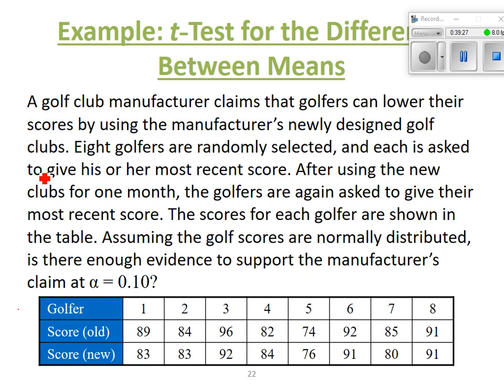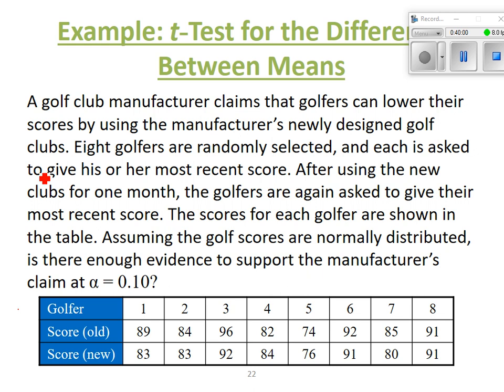A golf club manufacturer claims that golfers can lower their scores by using the manufacturer's newly designed golf clubs. 8 golfers are randomly selected, and each is asked to give his or her most recent score. After using the new clubs for 1 month, the golfers are again asked to give their most recent score. The scores for each golfer are shown in the table. Assuming the golf scores are normally distributed, is there enough evidence to support the manufacturer's claim?